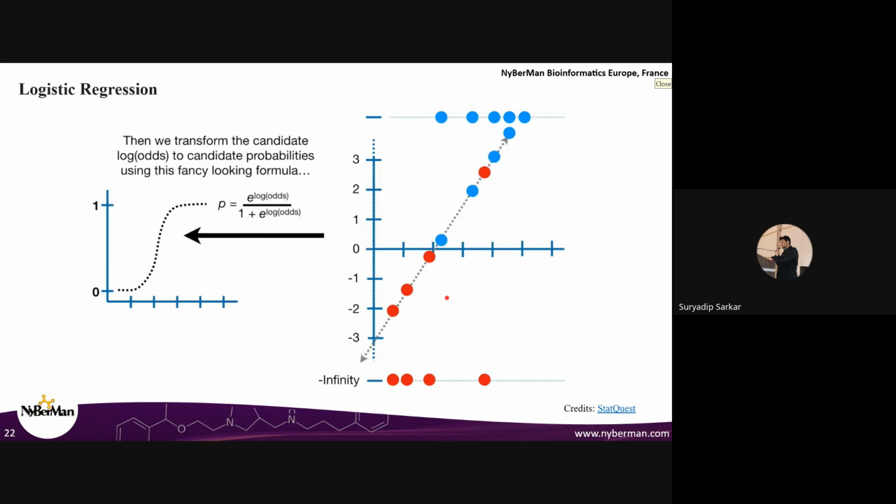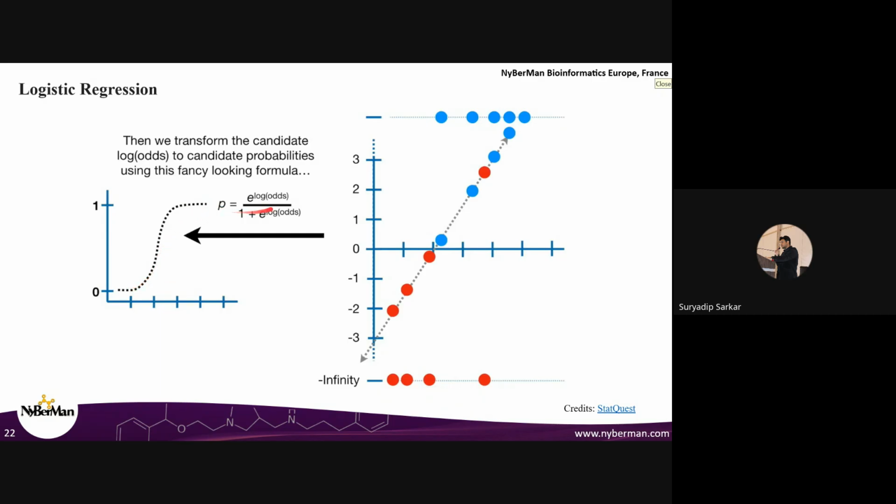Okay, then what do we do? We transform these log of odds values to candidate probabilities using this formula. That is actually what is going to give us this sigmoid curve. If you think about it, this is nothing but the opposite of going this way. We first went from the sigmoid curve to a straight line, right? Now we are going from the straight line back to the sigmoid curve. Since we had projected the data points onto the straight line, when we take it back to the sigmoid curve, our points will be projected onto the sigmoid curve, the S-shaped curve.